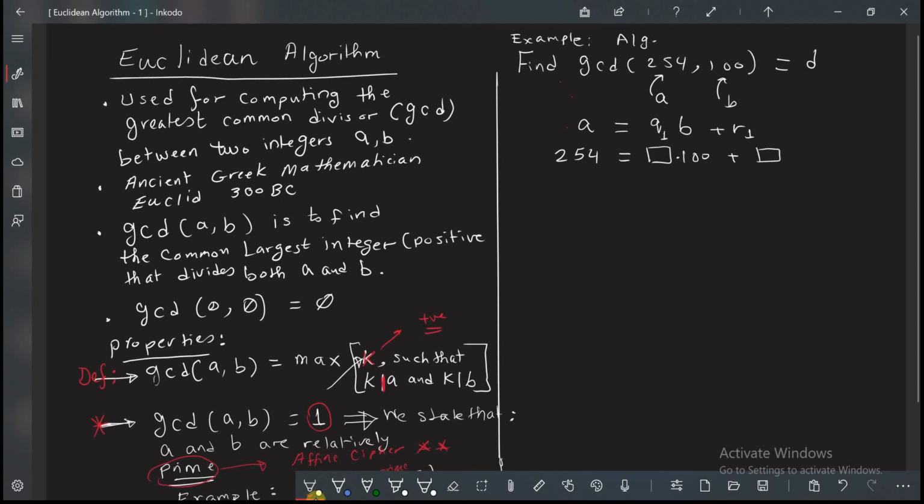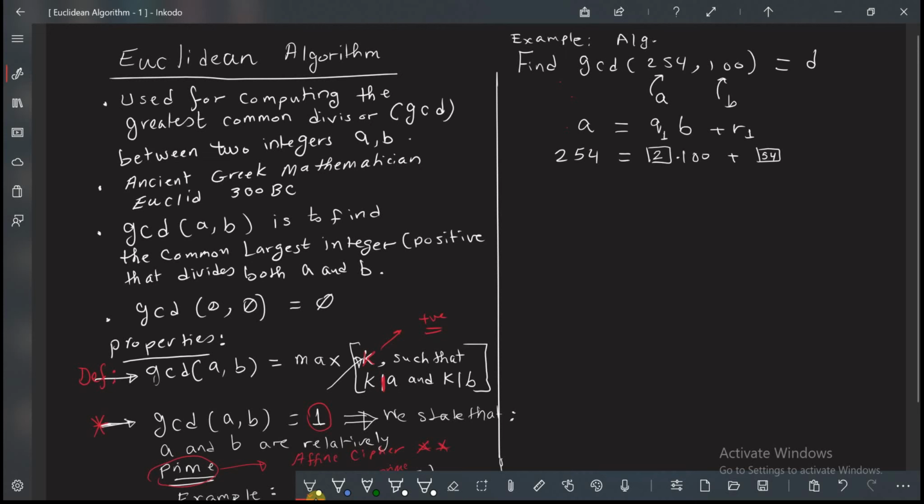Now, to express this as a linear equation, looking for the quotient, you divide A by B. So 254 divided by 100 is 2, it's not 1. It is not 3, because 3 times 100 is 300, so it is actually 2. The quotient has to be an integer. So 2 times 100 is 200. So what's the remainder? We find that the remainder is 54.